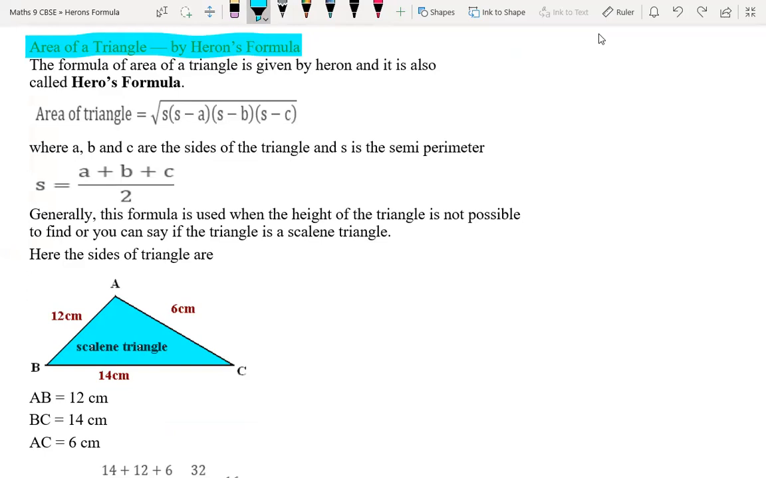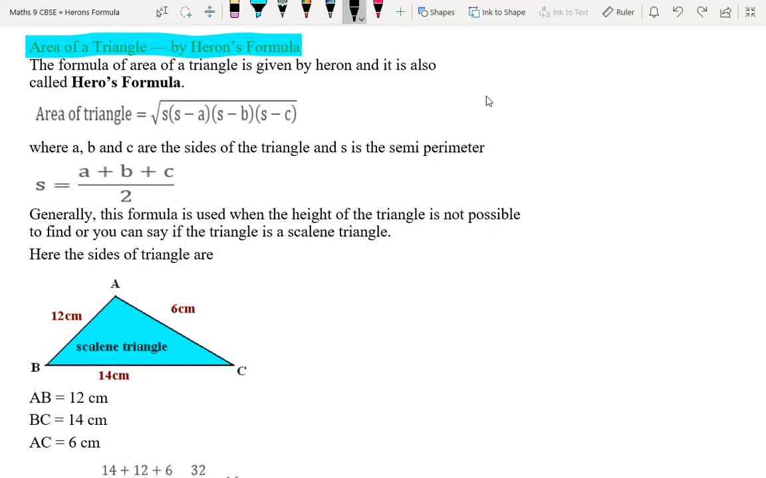So the question, whatever they have given here is, the sides are 6, 12, and 14. So you can write A, B, C. It means first side is 6. You can take anything, no problem. You can take A is 12, you can take A is 6, you can take A is 14, no problem at all. The answer is not going to change, okay?